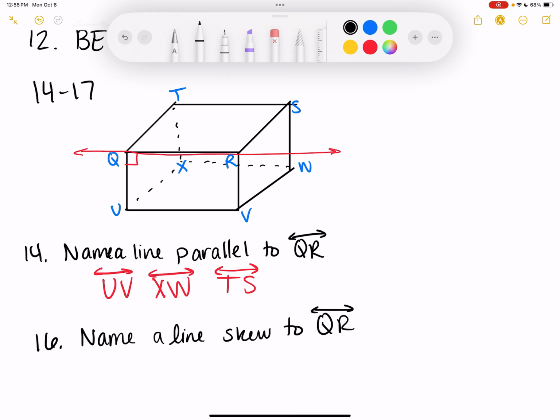UX. Skew lines do not intersect and are not coplanar. But wouldn't it look like they'd be touching? Because is it all touching S? Or not? Wait, and are not coplanar. Name a line skew to QR. I don't get the meaning.